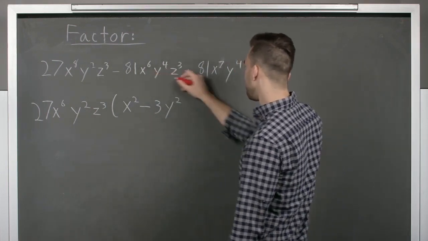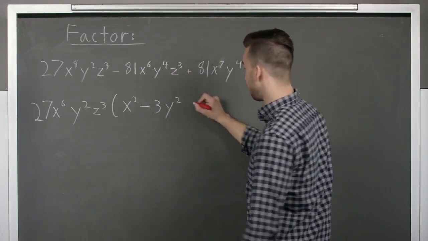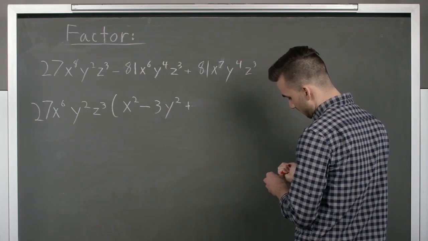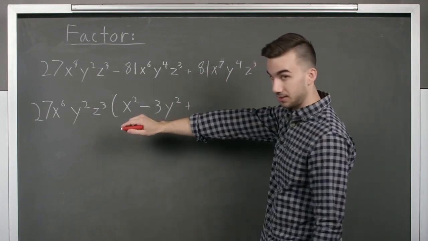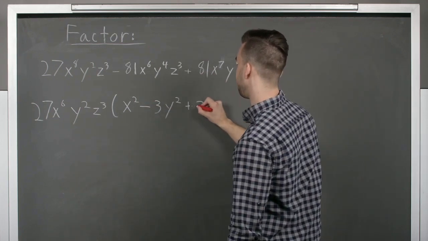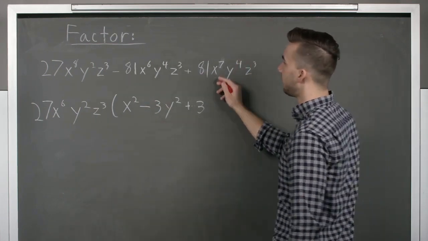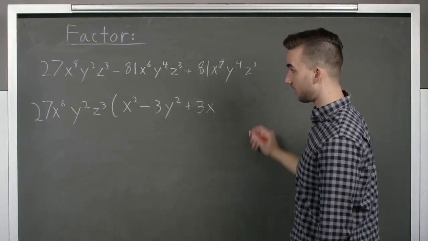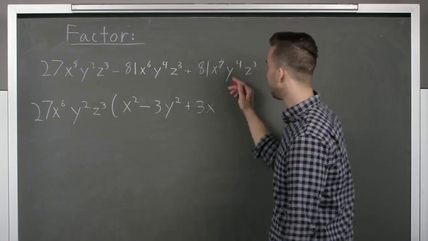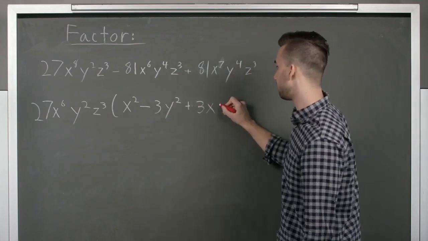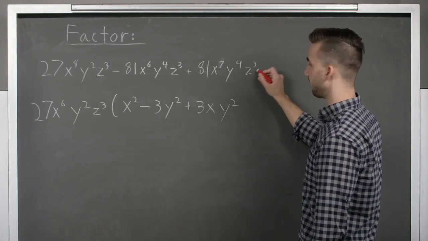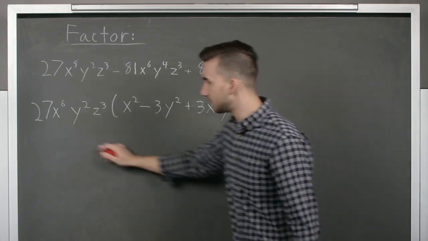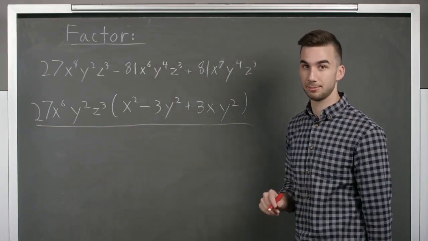So we're done here. Let's move on to our last term, plus, excuse me, let me get more chalk, plus 81 divided by 27 is 3 again, right? 3, x to the power of 7 divided by x to the power of 6 gives us x. y to the power of 4 divided by y squared is the same thing as over here. It's y squared again. And z to the power of 3 divided by z to the power of 3 is 1. So this is our solution for this example.